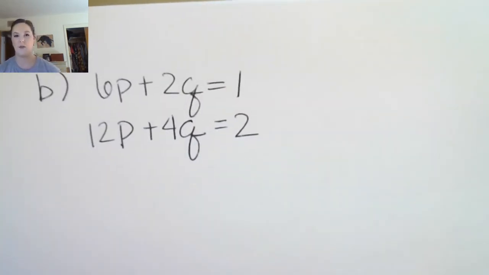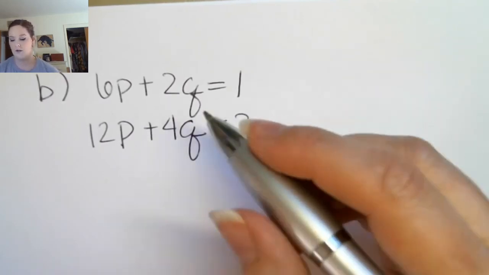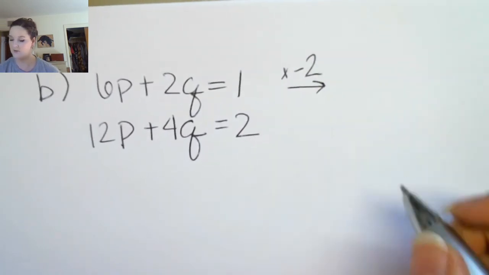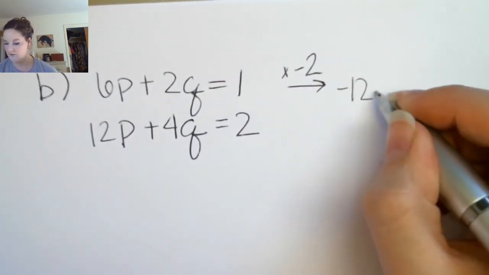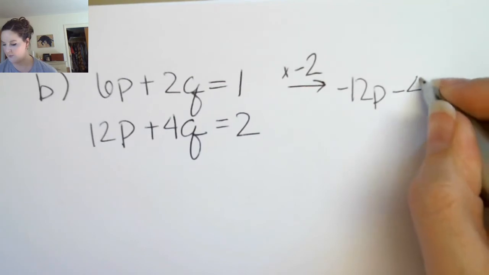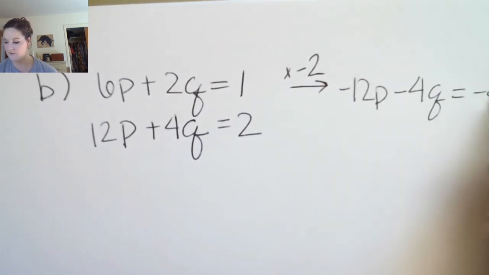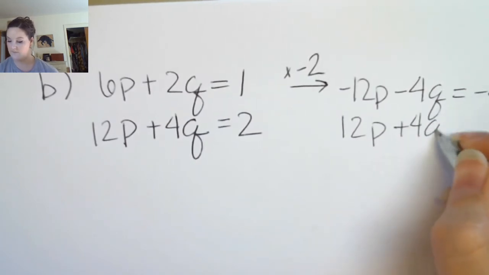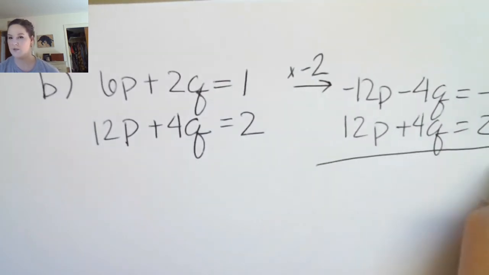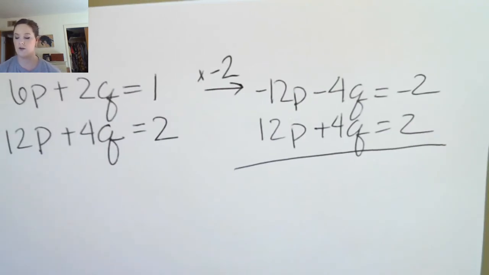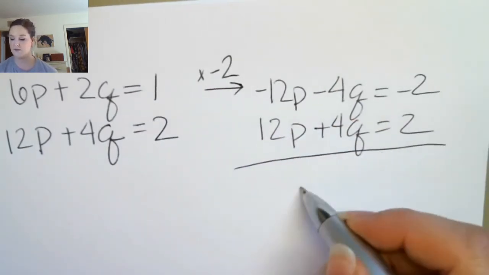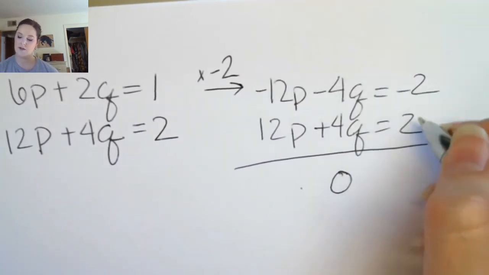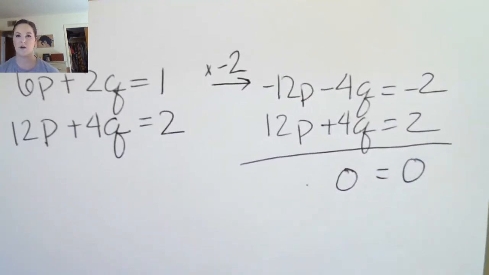Okay, now either way, if we want to eliminate these, we kind of need to multiply the top one by -2. So let's do that. That would give me -12p minus 4q equals -2. Okay. So now when I add these two together, -12p plus 12p is 0, -4q plus 4q is also 0, and then -2 plus 2 is also 0.